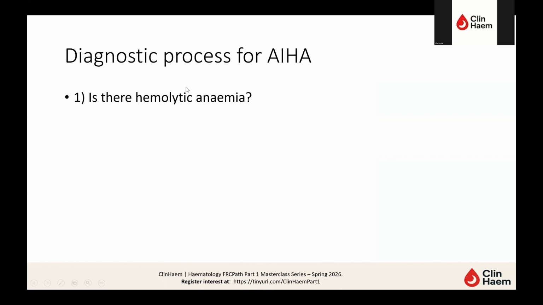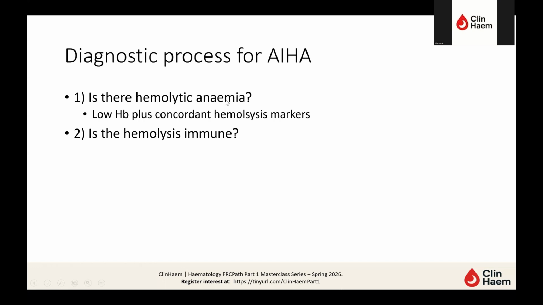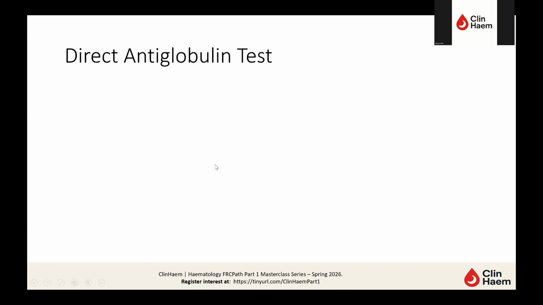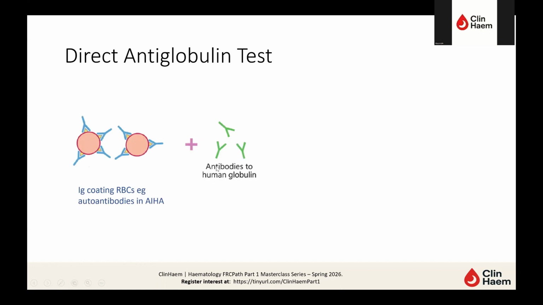Number one, is there hemolytic anemia? We have discussed the way to answer that: low hemoglobin plus concordant hemolysis markers, or even normal hemoglobin with compensated hemolysis can be there as well. But if you're saying hemolytic anemia, of course, hemoglobin needs to be low. First step, is there hemolytic anemia? Next step, is the hemolysis immune? The test that we do is the DAT, which is the direct antiglobulin test, also called the direct Coombs test. DAT is a very important test in hematology, and I will try to explain that here.